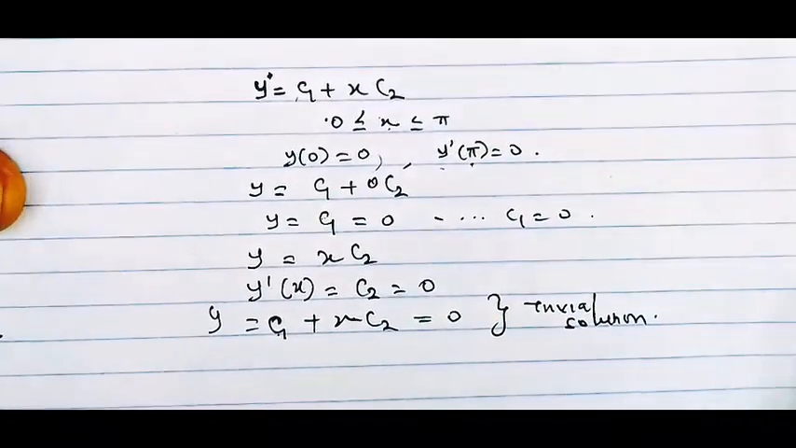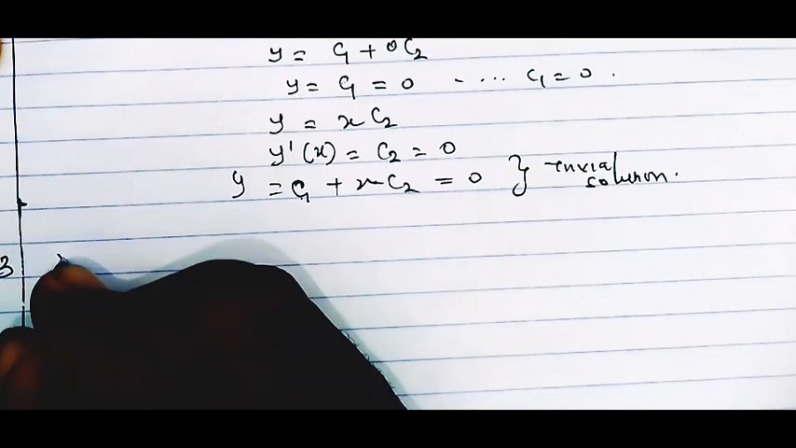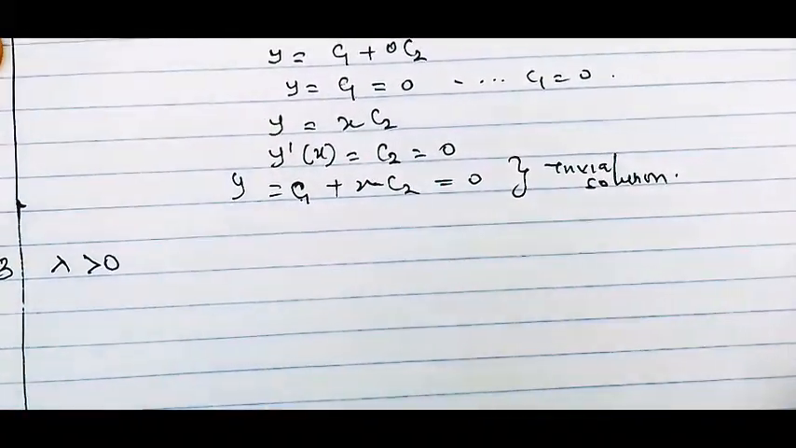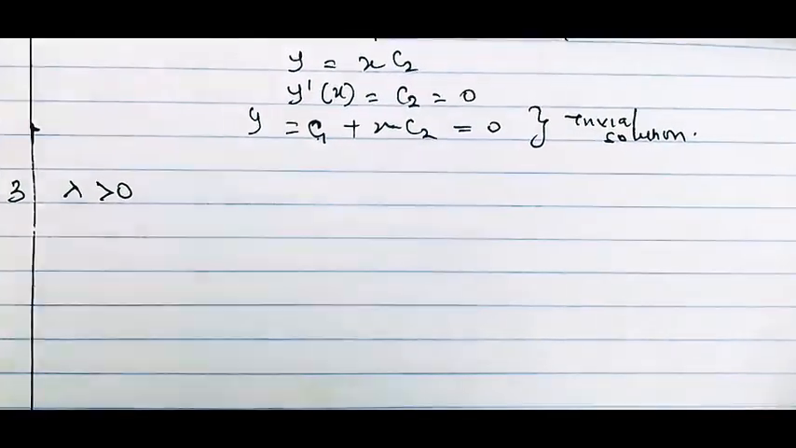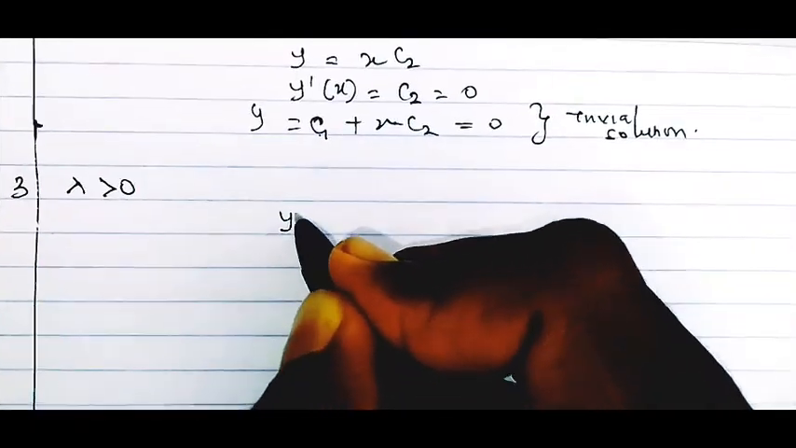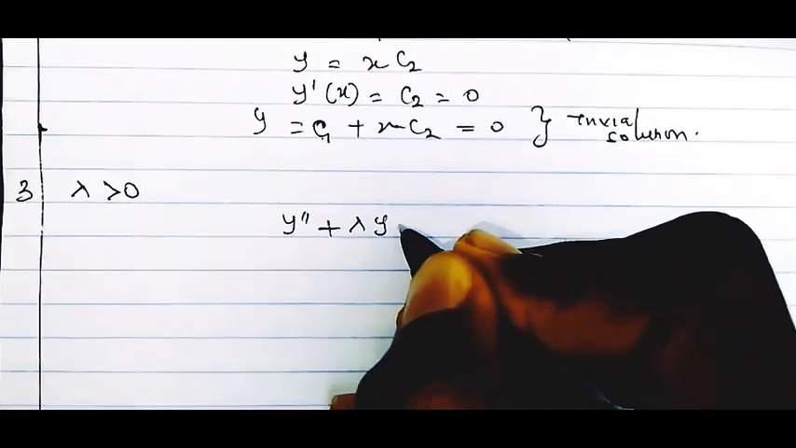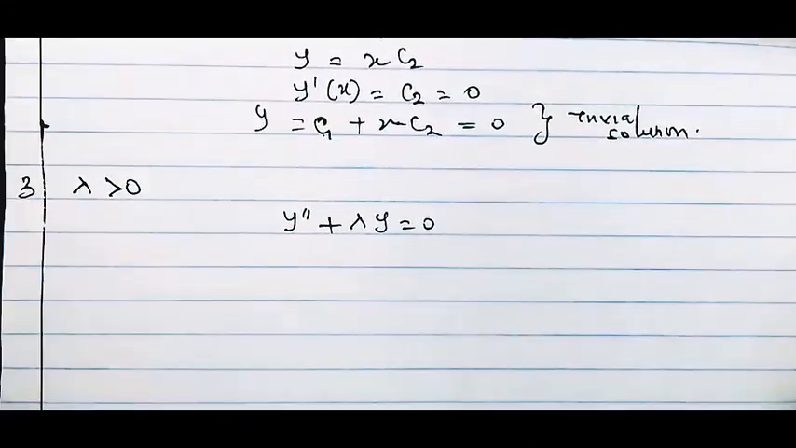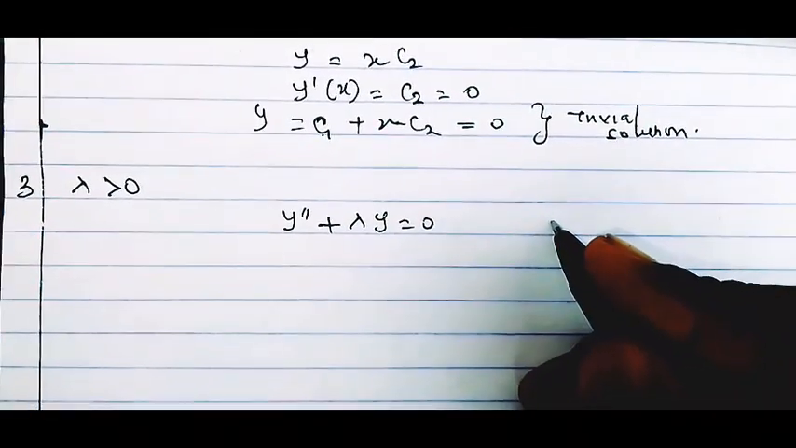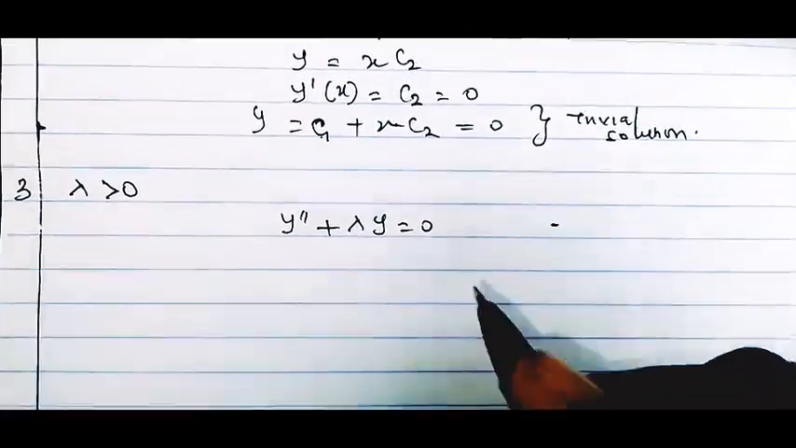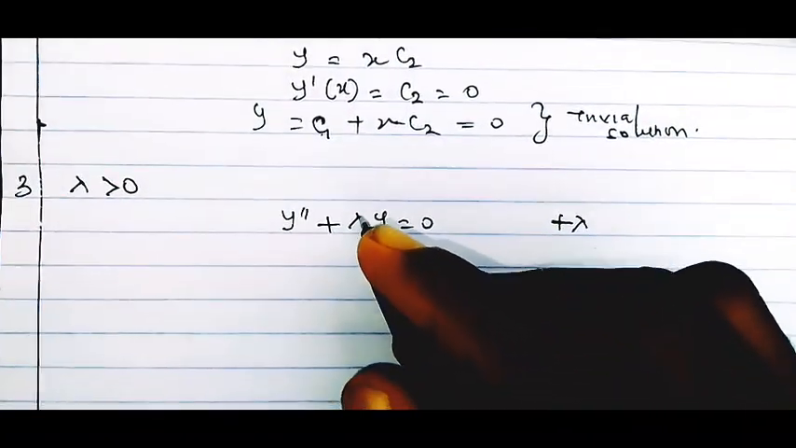So we can use that. For our final case, when lambda is greater than 0, right now the Sturm-Liouville equation, which is y double prime plus lambda y equals 0, right? When lambda is greater than 0, for any number to be greater than 0, it has to be positive. So we can just leave it like this.